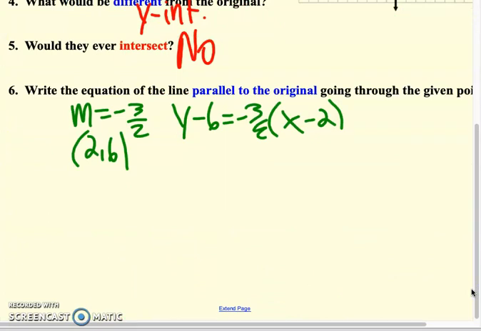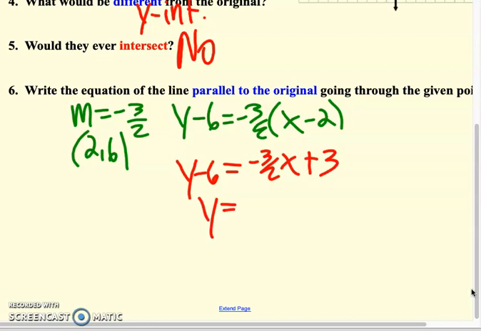We're going to multiply the 3 halves in, the negative 3 halves in. We'll go into some small steps here. So negative times negative is positive. The 2's would actually cancel out, so that would be 3. And then add that number to the other side.